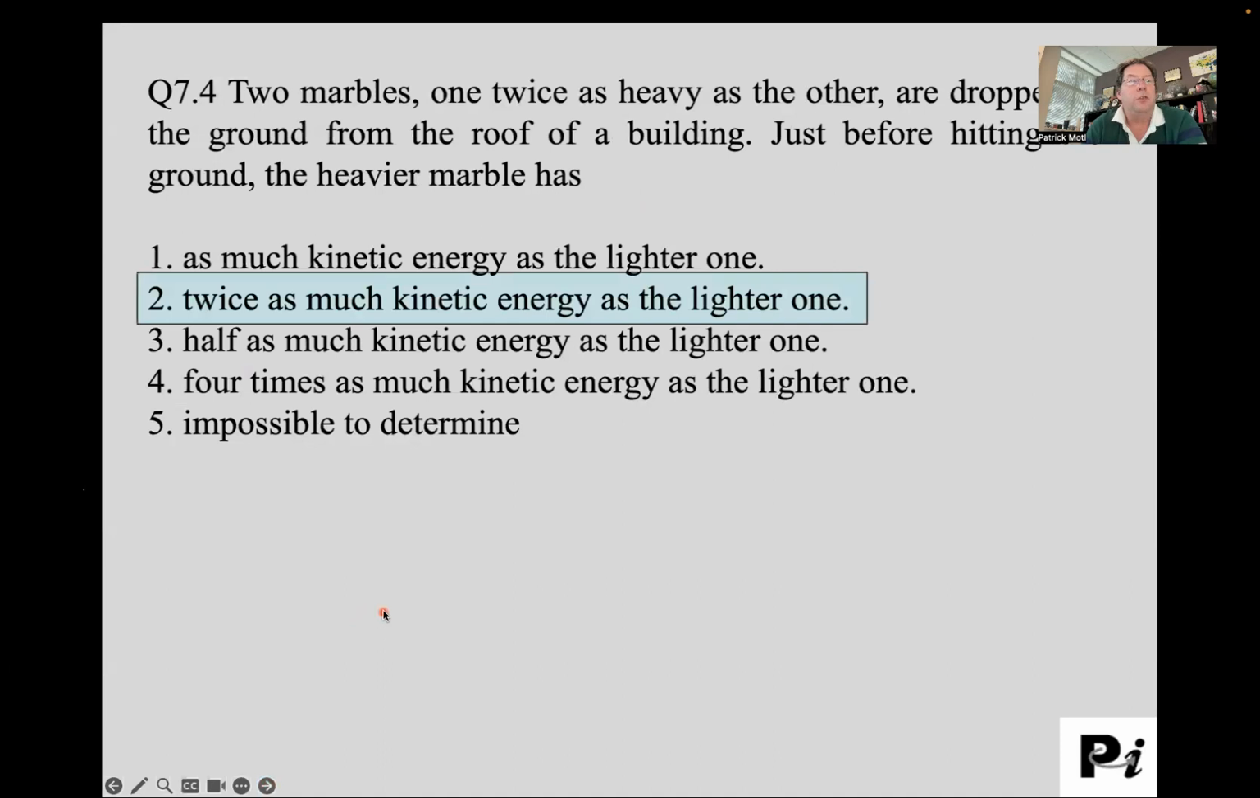All right, so kinetic energy goes as a half mv squared. So having twice as much mass means having twice as much kinetic energy because the speed is going to be the same. Everything falls the same way in free fall.